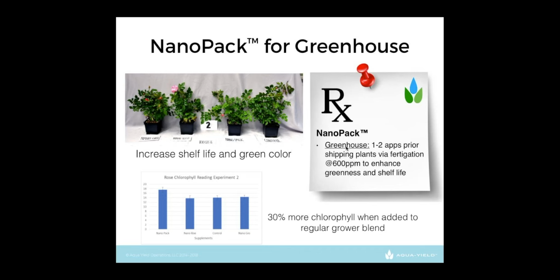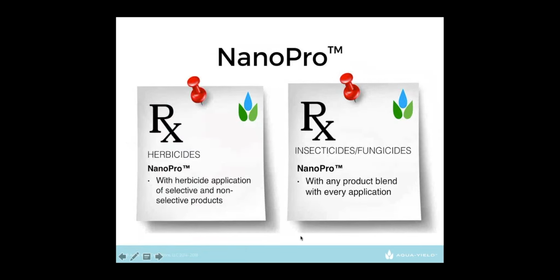So the prescription we have here is to apply 1 to 2 applications of NanoPack prior to shipping plants via the fertigation at 600 parts per million to enhance the greenness and the shelf life of nursery plants.